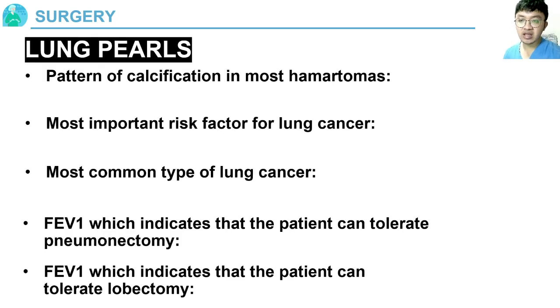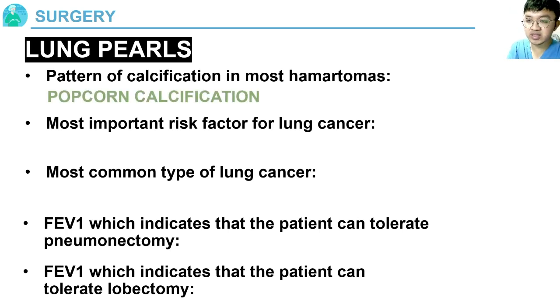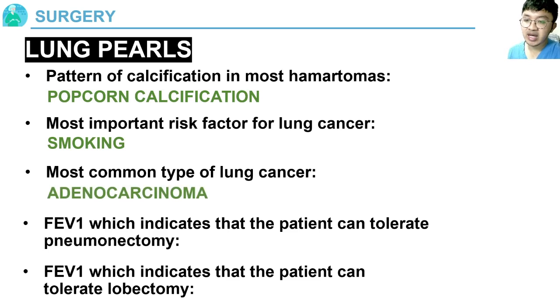For the lung pearls, we have the pattern of calcification in most hamartomas. Hamartomas are actually just lung tissue found in the lung, but haphazardly or irregularly placed. The calcification that you find in most hamartomas is popcorn calcification. Next, the most important risk factor for lung cancer is smoking. The most common type of lung cancer is adenocarcinoma.